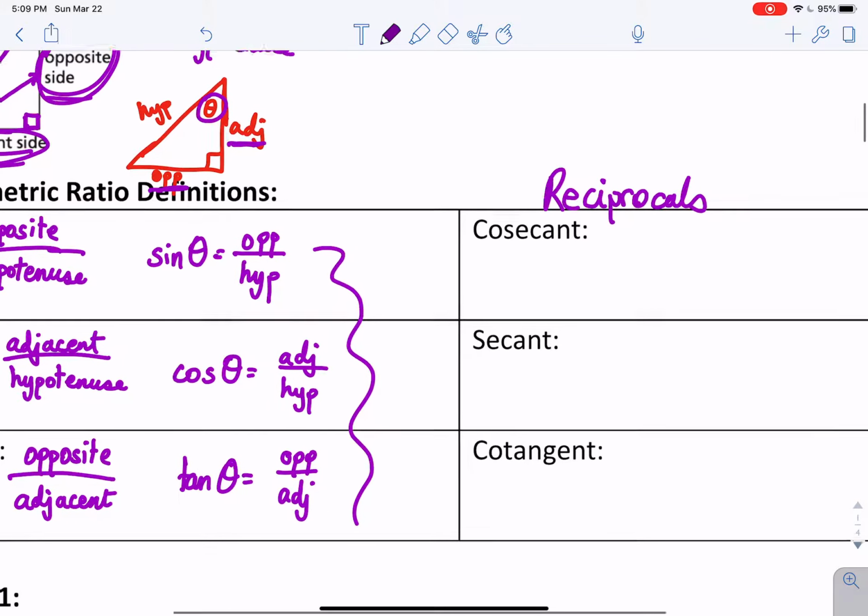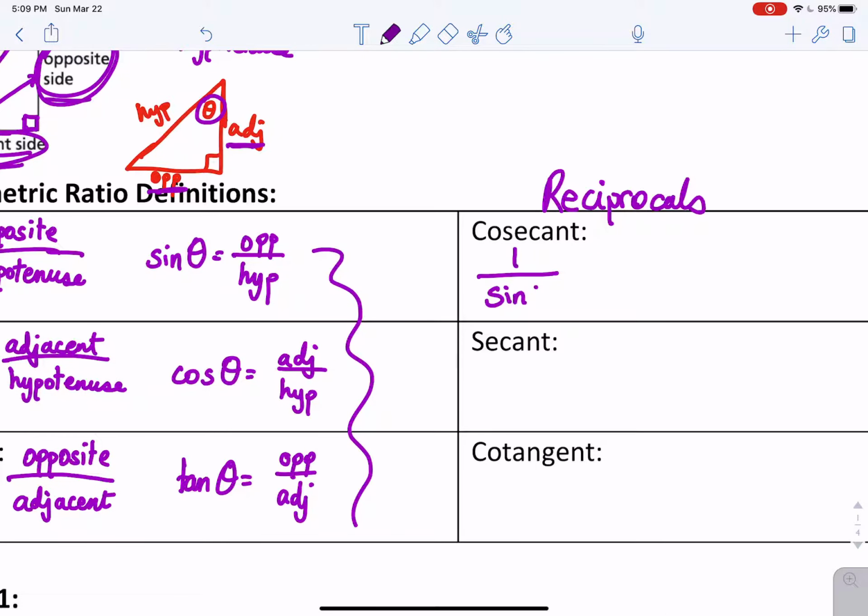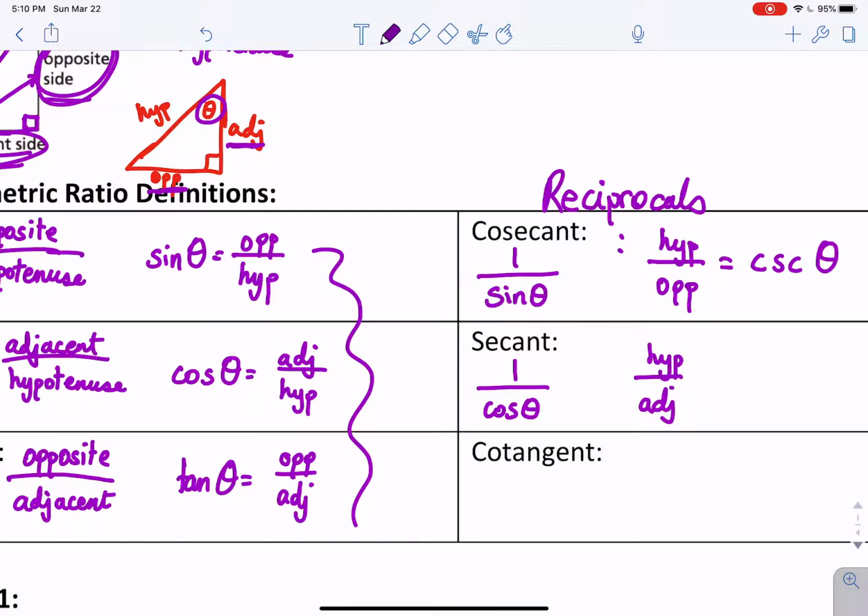So cosecant, that's the reciprocal of sine. The way we write that is 1 divided by sine. And so that means it's the hypotenuse over the opposite. And that's cosecant, which is CSC. Secant is 1 over the cosine, or hypotenuse over adjacent. And that's SEC. And then cotangent is 1 over the tangent. So that means it's adjacent over opposite. And that's written as COT. So then you get 6 ratios. We have 3 main ones and then 3 more that are reciprocals of the first 3.